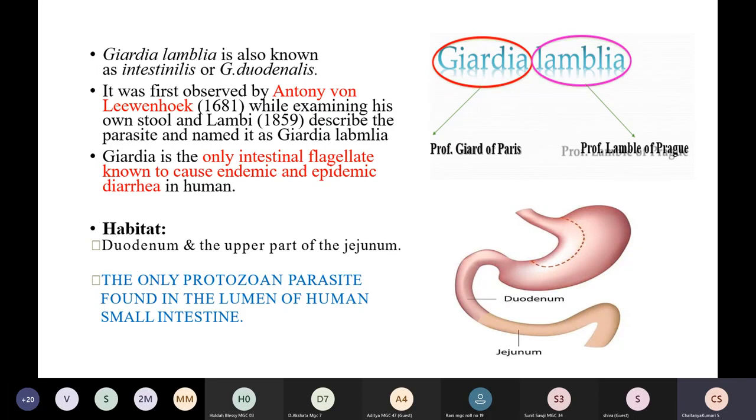Now, can anyone describe the cyst? The morphology of the cyst? It is ellipsoidal in shape and measures around 8 to 12 micrometers in length and 7 to 10 micrometers in breadth. Okay. Is it Akshata who is answering? Yes, ma'am. Okay, go on.